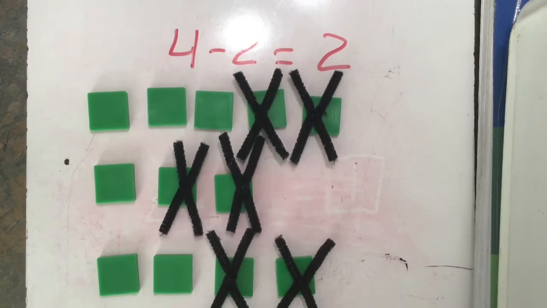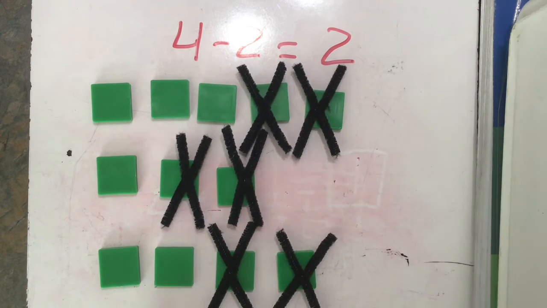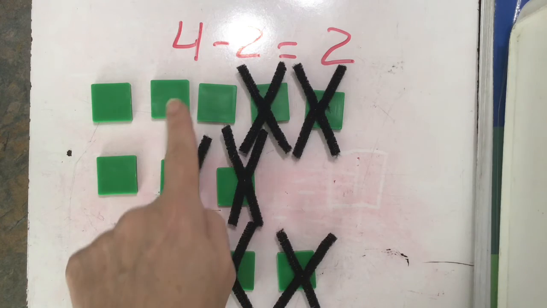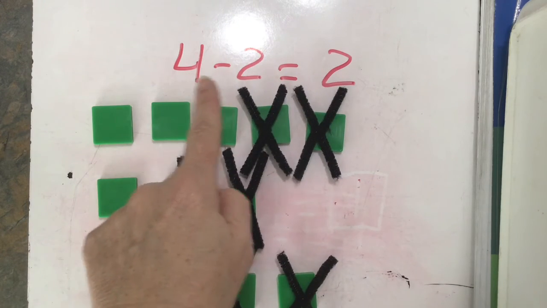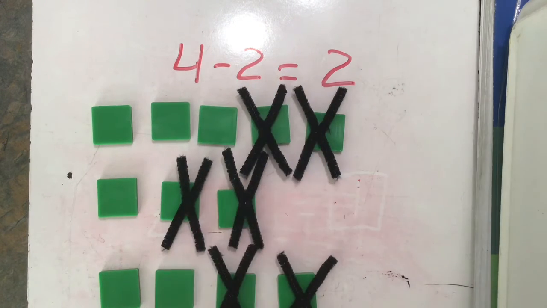Let's look at the bottom choice. All right, the bottom choice says 1, 2, 3, 4 green squares, and they took away 2. I think that one matches our problem. 4 minus 2 equals 2.